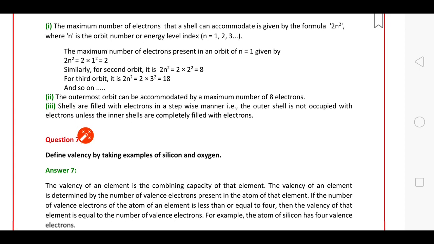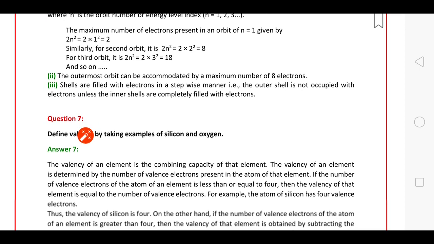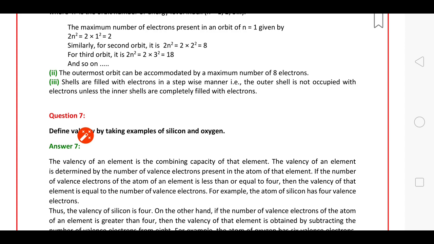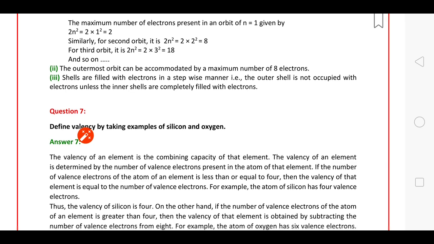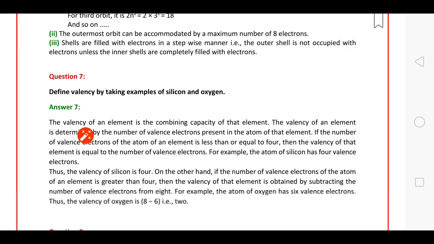The maximum number of electrons present in an orbit where n is 1, given by 2n square, is 2. Similarly, for the second orbit, this will be 2n square, 2 into 2 square, that is 8, and for the third orbit, 18, and so on, right? The outermost orbit can be accommodated by a maximum of 8 electrons. We cannot exceed 8 electrons in the outermost orbit, right?